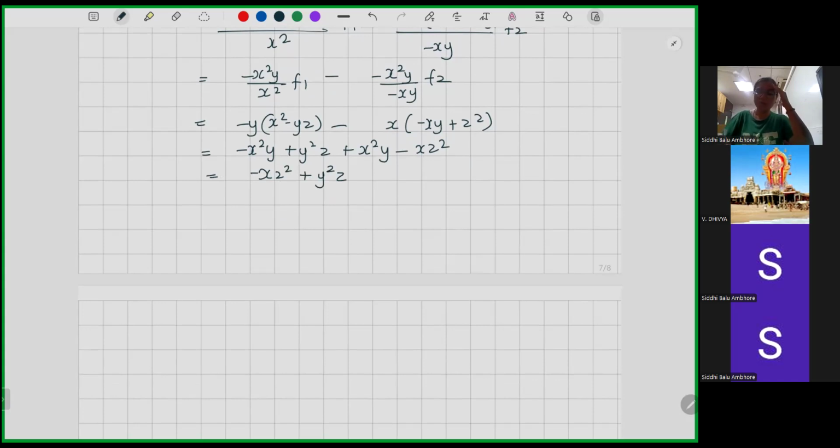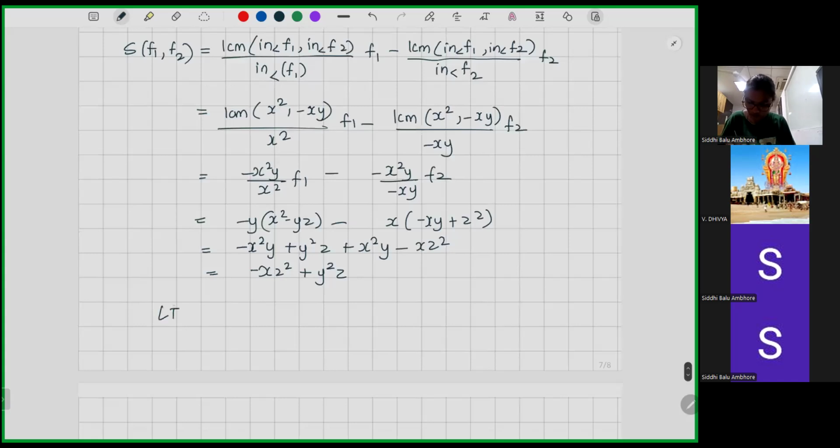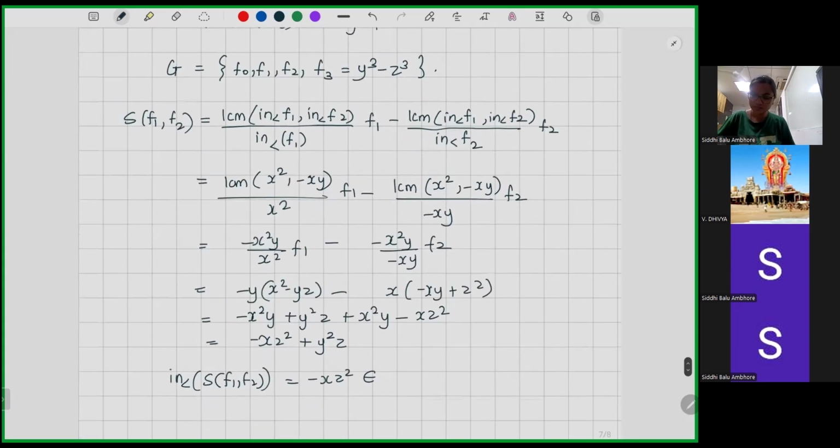And this again belongs to my new ideal, this ideal generated by xz, x square, and xy. So the leading term, or initial term, of this S of f1 comma f2 is minus xz square. This belongs to my ideal.